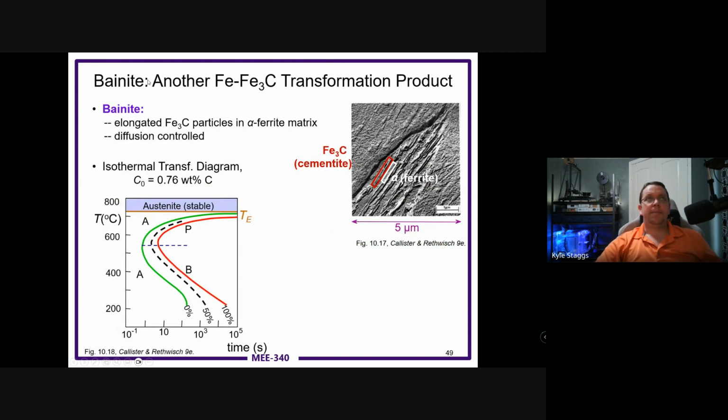So bainite is another example. So that's what the B represents whenever you see this on the graph.